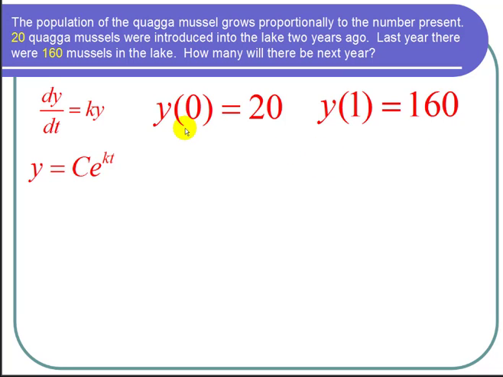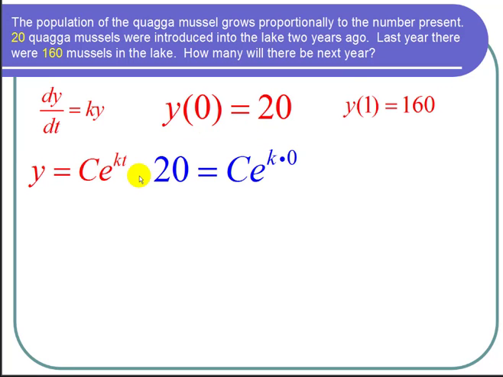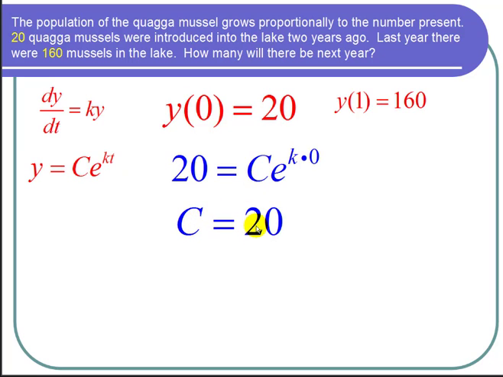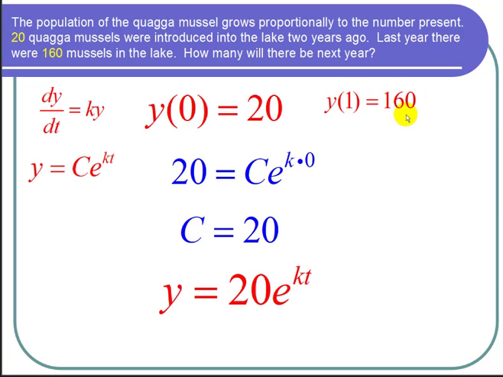So now let's use this first initial condition. I'm going to plug in 0 for t and 20 for y, and I get 20 equals c e to the k times 0. E to the 0 is just 1, so that tells me c is 20. Plugging in c equals 20, I get y equals 20 e to the kt.